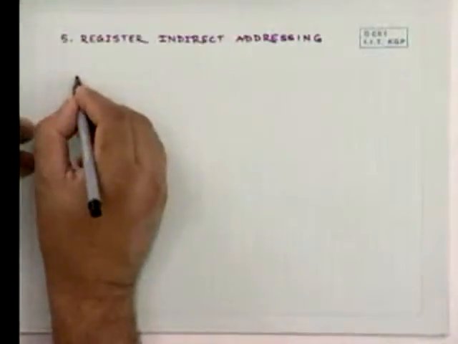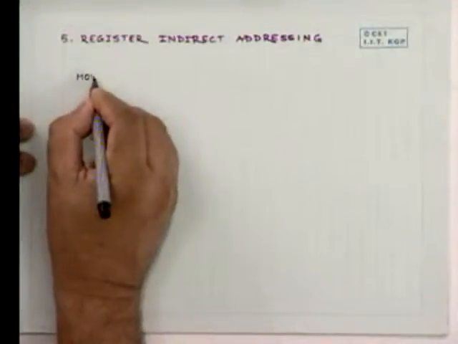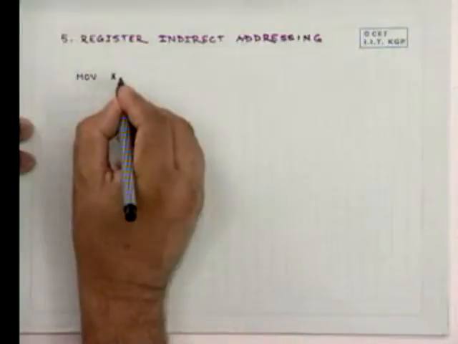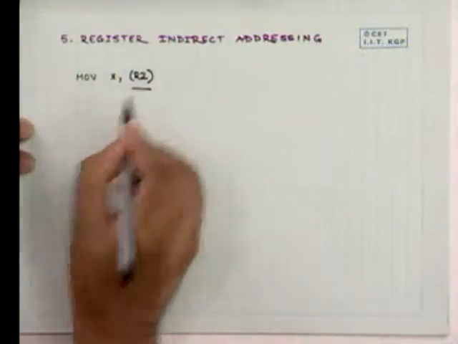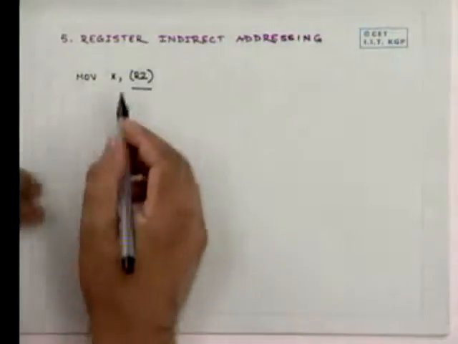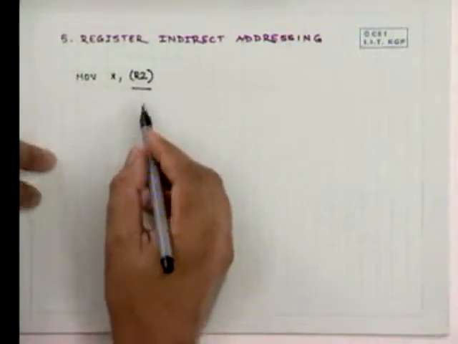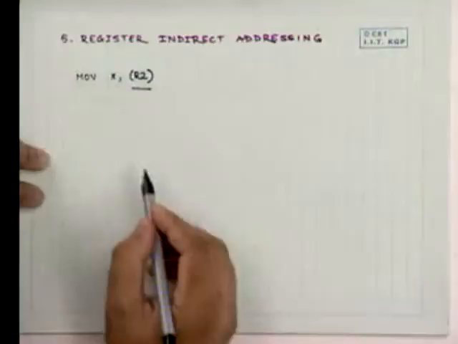Let's take this example: move. This is a register indirect addressing. This means that R2 is containing the address of the operand.